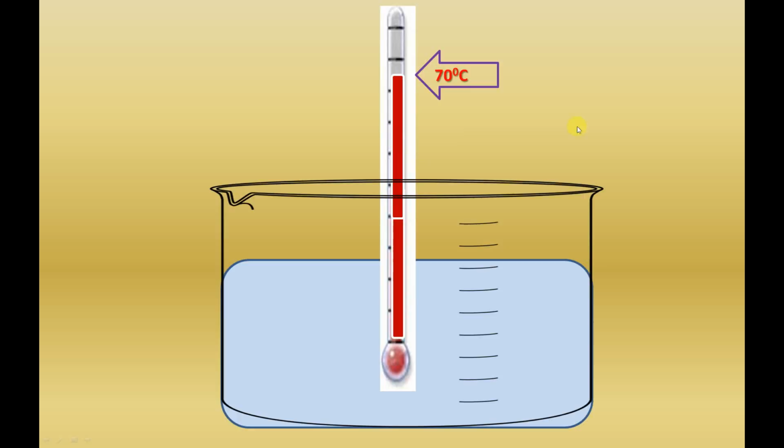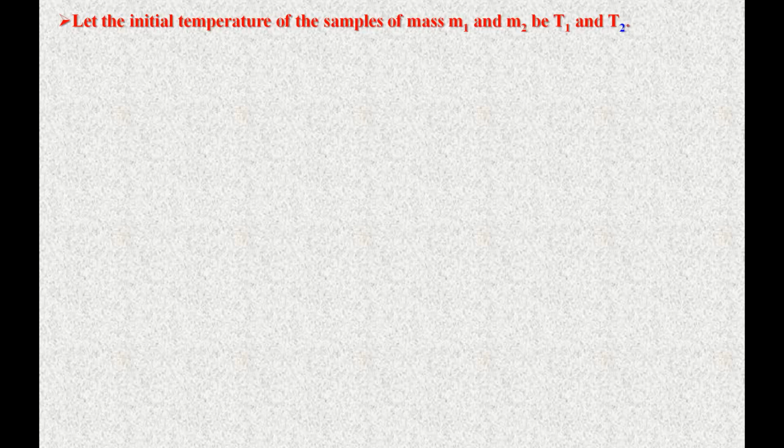How can you derive the generalized formula for this resultant temperature? That is our next concept. How can you derive the generalized formula for the resultant temperature of this mixture? Now let's derive it. Let the initial temperatures of the samples of mass M1 and M2 be T1 and T2. Let T1 be the higher temperature and T2 the lower temperature.